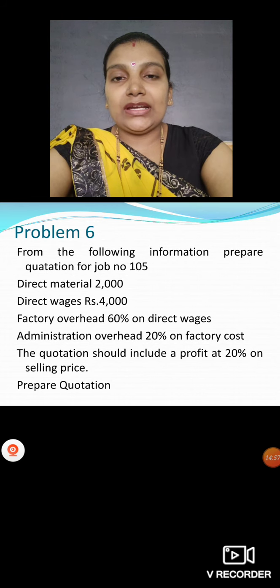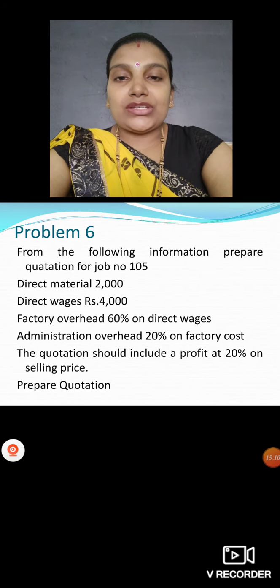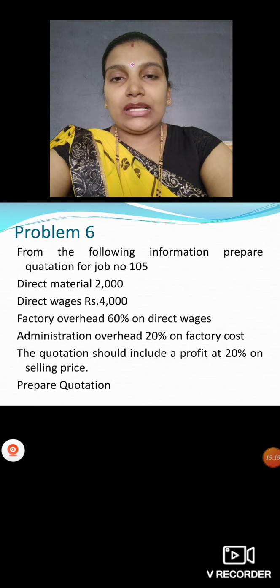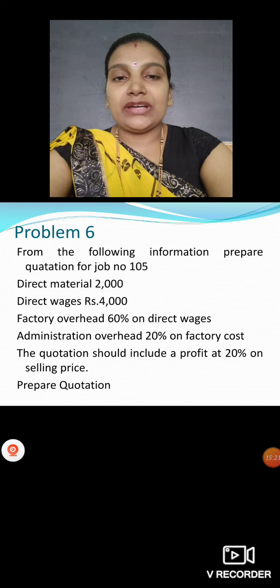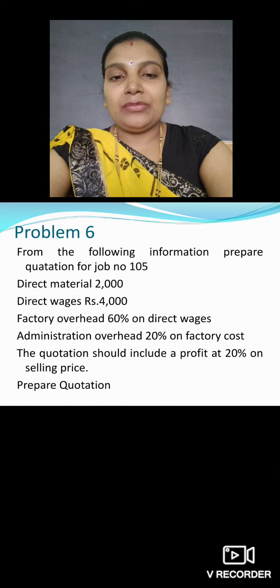The next problem you have it is, from the following information prepare quotation for job number 105. Okay, direct material 2000, direct wages 4000 you have, factory overhead 60% of direct wages, administration overhead 20% on factory cost, means 20% on works cost you should calculate. Then the quotation should include a profit at 20% on selling price. So 1 by 4 on cost you have to calculate. Okay, these are the homeworks which you have to solve and let me know the answers of it.